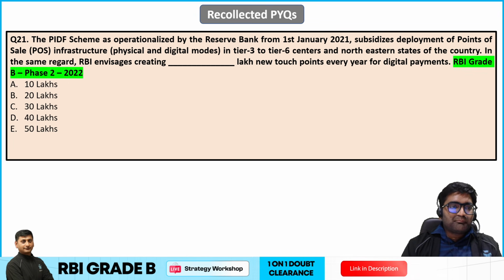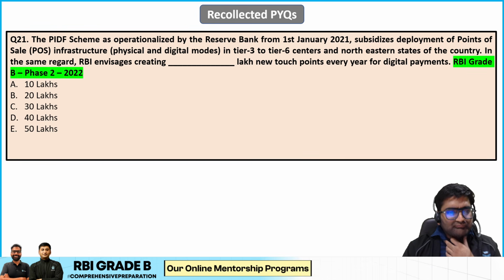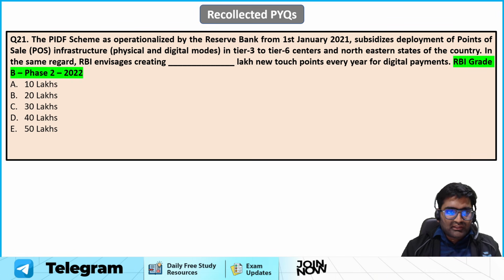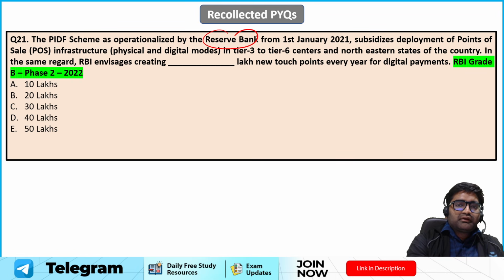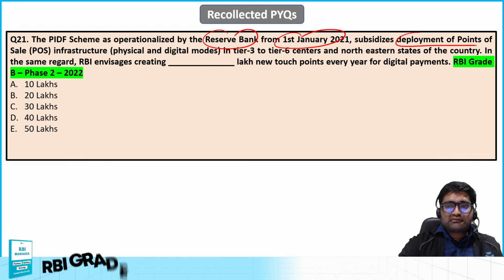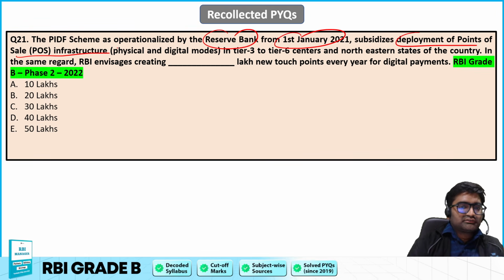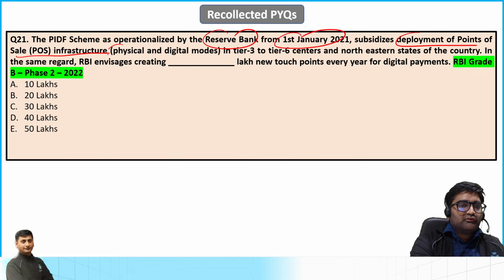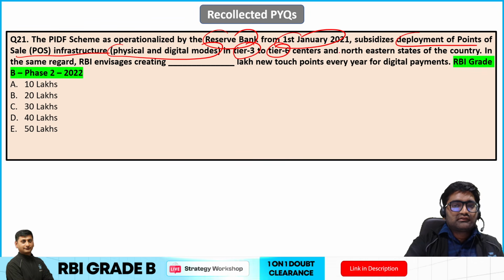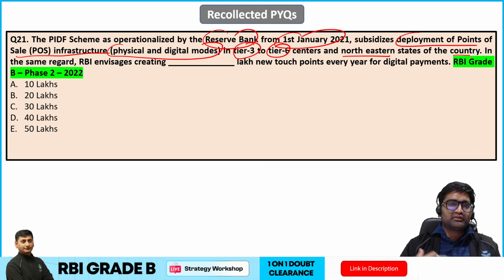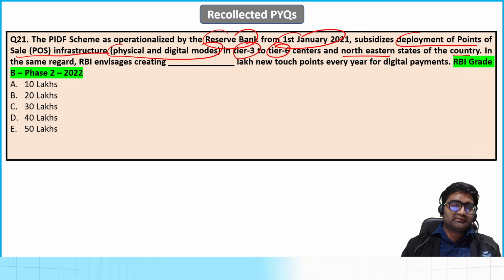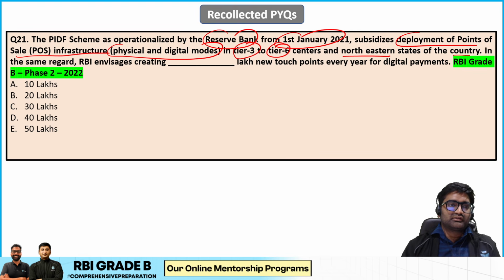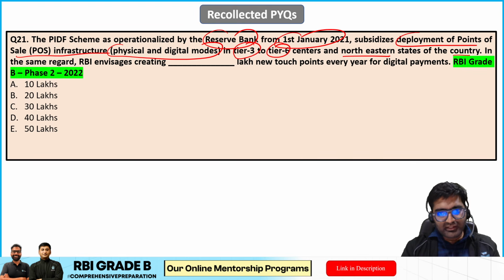Now this one we have PIDF, Payment Infrastructure Development related. This particular financing scheme, as operationalized by RBI on 1st January 2021, subsidizes deployment of point of sale infrastructure. Okay, point of sale system should be provided to everyone, and through that the payment should be done. Physical and digital modes in Tier 3 and Tier 6 centers in northeastern states of the country, because establishing so many bank branches there is very difficult. So through this POS systems, actually different kinds of payments can be accelerated.